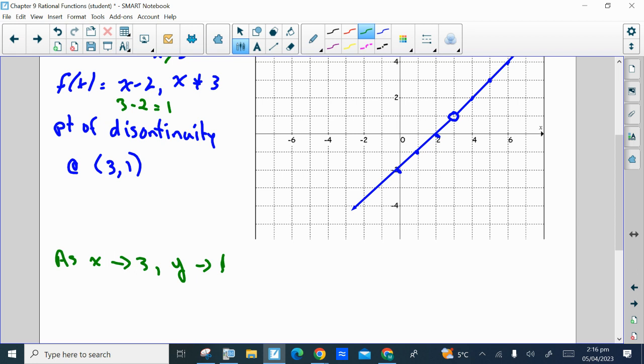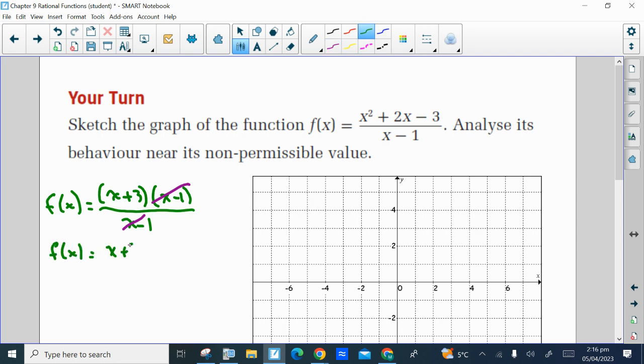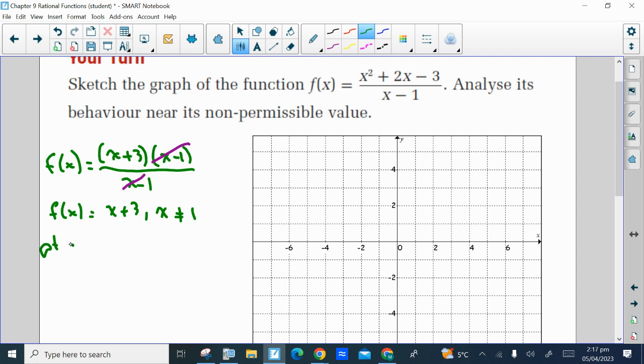All right? So on the next page, we want to do the same thing for f of x. So right now we have a denominator of x minus 1, so 1 is a non-permissible value. But let's see if that x minus 1 stays there. When we factor the top, the factors will be x plus 3, x minus 1. So now the x minus 1s will cancel, and we're left with f of x equals x plus 3. But we have to keep the same restriction that the original equation had, and that is that x cannot equal 1. But because that x minus 1 factor canceled, once again, that means we have a point of discontinuity.